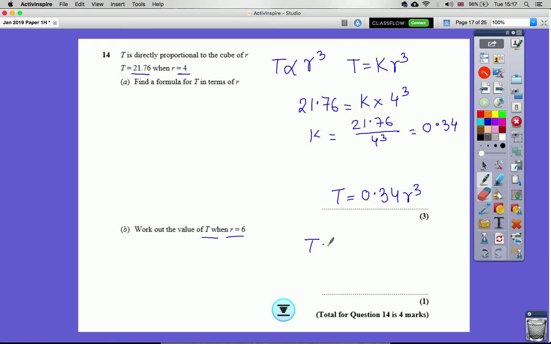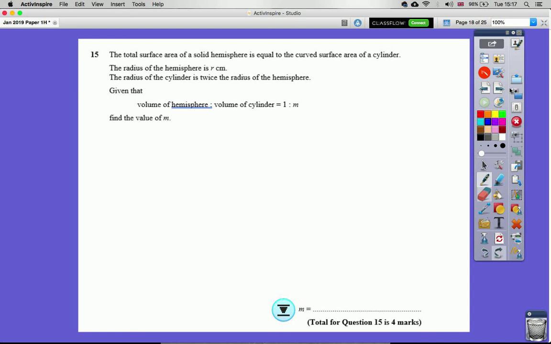So T is equal to 0.34 times 6 cubed, which gives you 73.44. This question was pretty simple. There was no complicated calculations involved. Right, let's move on to question number 15. That will be the last question of the third segment.